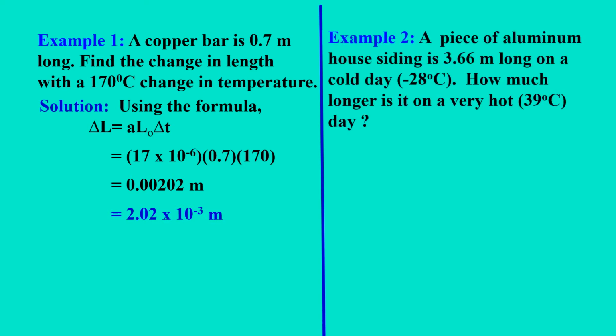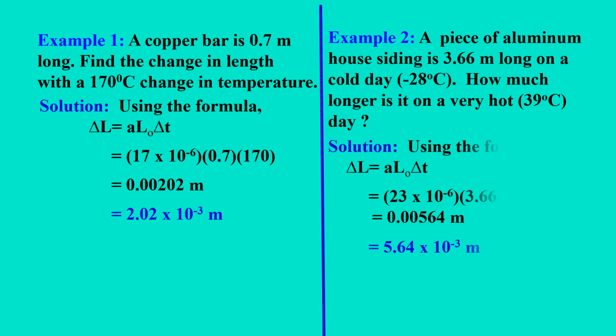Example number 2. A piece of aluminum house siding is 3.66 meters long on a cold day, which is minus 28 degrees Celsius. How much longer is it on a very hot 39 degrees Celsius day? Solution. Using the formula delta L equals A times L sub O times delta T, and for aluminum, the coefficient of linear expansion is 23 times 10 to the minus 6. The original length is 3.66 meters. Change in temperature is final minus original. We have 39 minus negative 28. Simplifying, we get the change in length is 5.64 times 10 to the minus 3 meter.